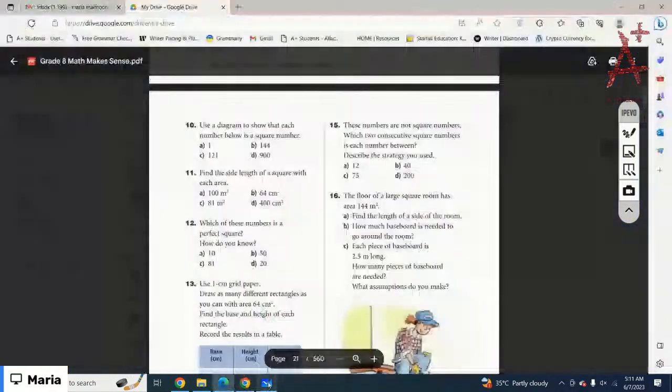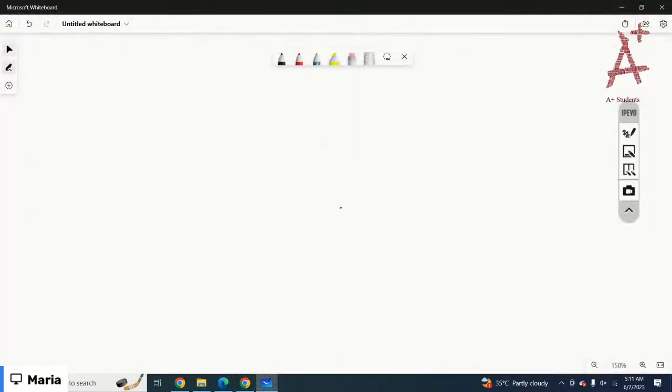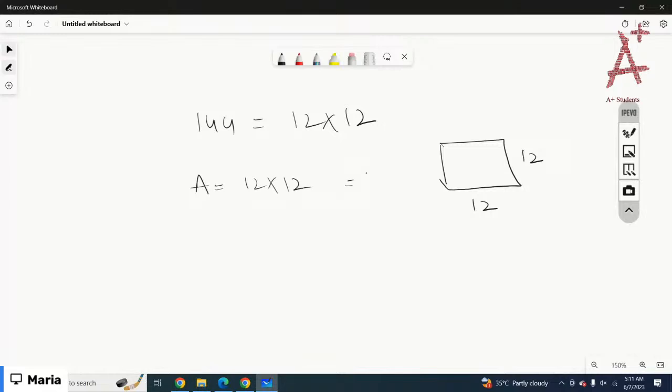Let's just start with the first one, it would be 144. How do we show it? 144 is the square of 12, 12 times 12. 12 times 12 makes 144. So you can show it through a diagram. Here you have a square that has the side length 12. So the area of the square would be 12 times 12 and that would be 144. Got it?